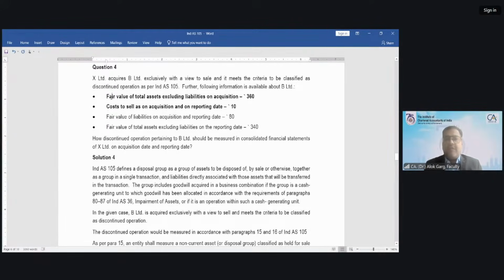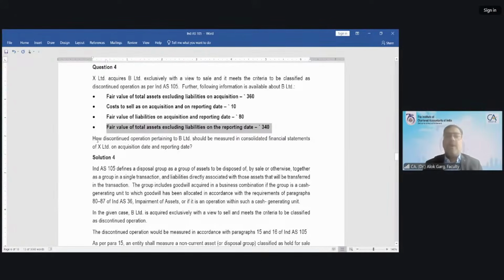So fair value of assets on the acquisition date is given. Cost to sell on the acquisition date is given. Fair value of liabilities on the acquisition date and on the reporting date are both given, and there is no change in the fair value of liability between the acquisition date and the reporting date. Fair value of total assets excluding liabilities on the reporting date is given, which is 340.